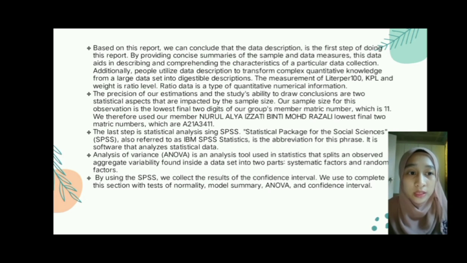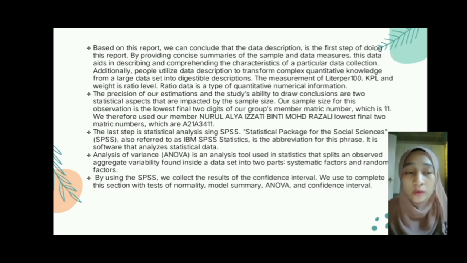The third step is numerical descriptive measures. Firstly, we can look for measures of central tendency for liter per 100, KPL and weight. The last step is statistical analysis using SPSS. Statistical Package for the Social Sciences, SPSS, is also referred to as IBM SPSS Statistics. It is software that analyzes statistical data. Data analysis services for group identification, predicting numerical outcomes, and descriptive statistics are provided by SPSS. The result calculated using SPSS is not the same as calculated manually because SPSS cannot read the data accurately.